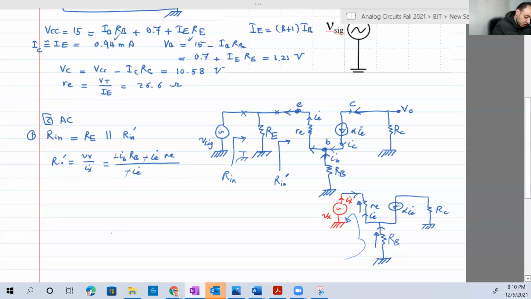Minus will go with the minus. Let's see, divide by IE small, so Rn dash equals, if we divide by IE small, this will be IB over IE, RB plus RE small. IB over RB is 1 over beta plus 1, or RB over beta plus 1, plus RE small.